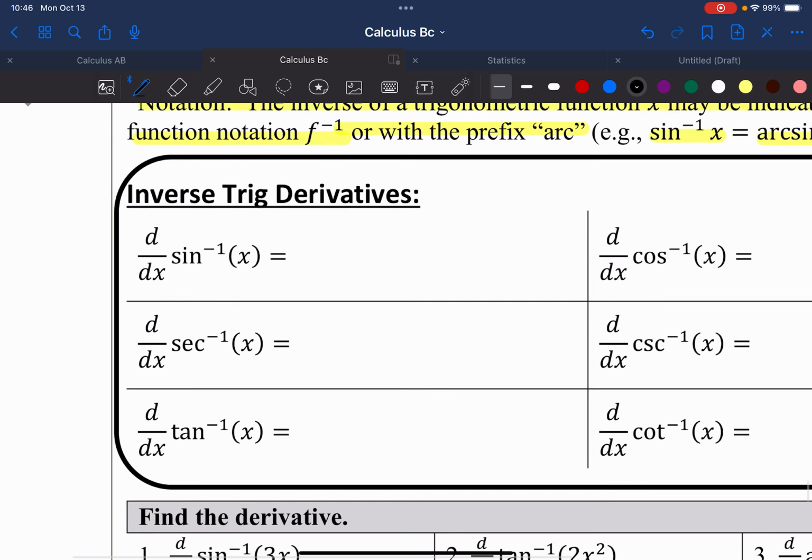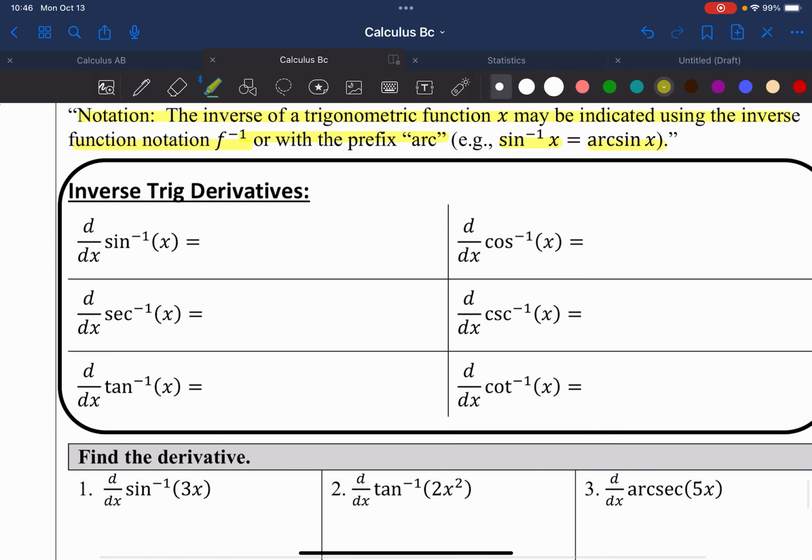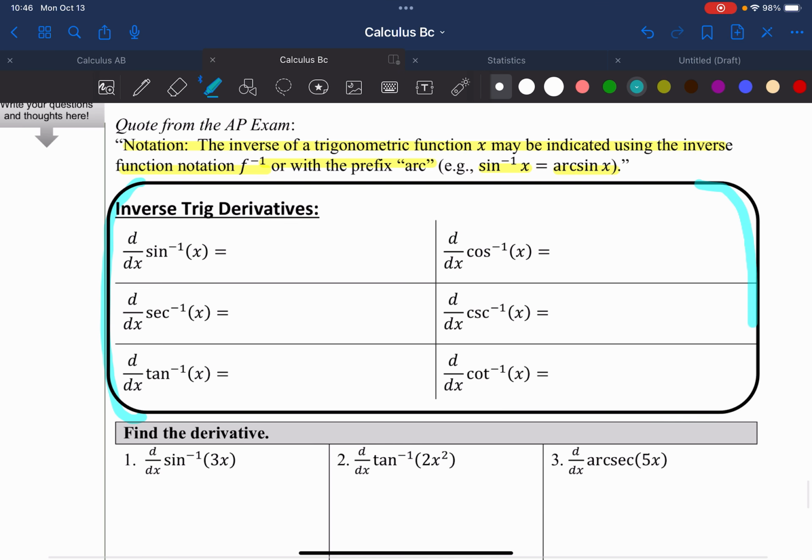For these ones here, I know I've asked you guys to memorize a lot. Well, there's a little bit more we need to memorize, and those are going to be these inverse trig derivatives. Okay, so I would memorize.